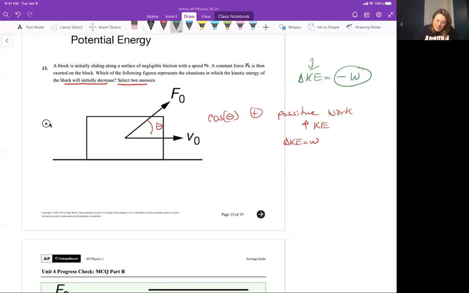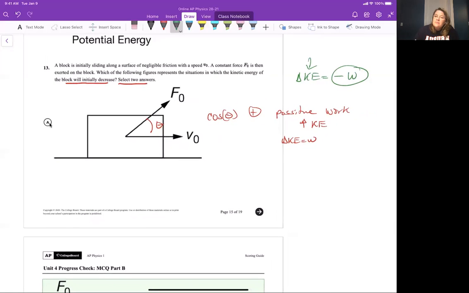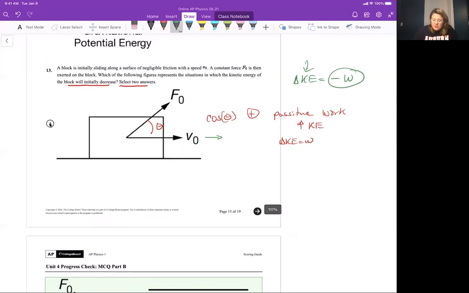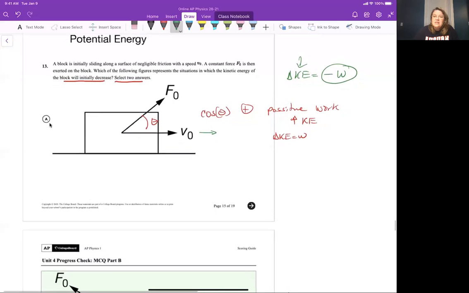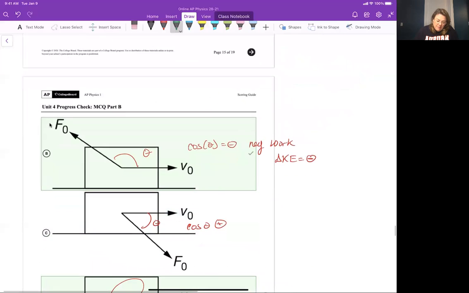Well, all I have to do is go and evaluate the thetas. Okay, so if I'm traveling to the right and the force is upwards, that angle cosine theta is between 0 and 90. That's a positive number. I'm doing positive work, so I'm increasing the kinetic energy. And B, I have a theta between 90 and 180. Plug that into cosine, you'll find that it's doing negative work and it's slowing it down.